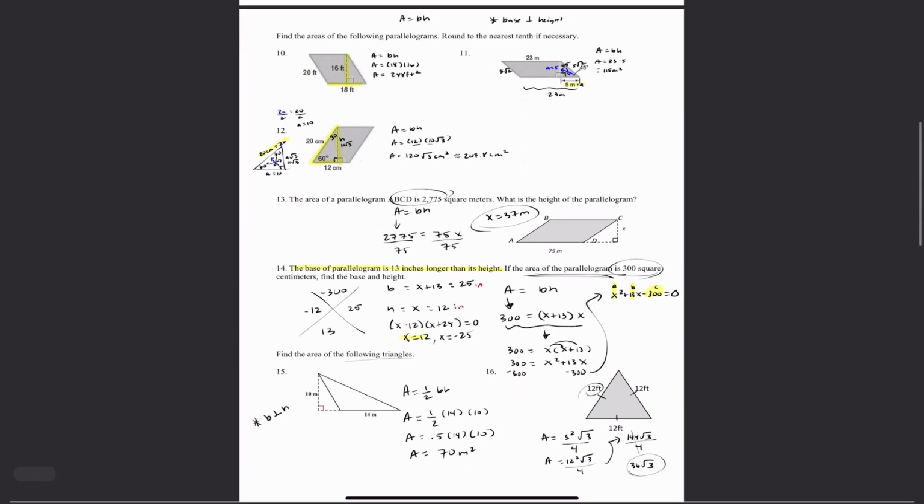All right, so this is the second page of the Unit 11 test review.